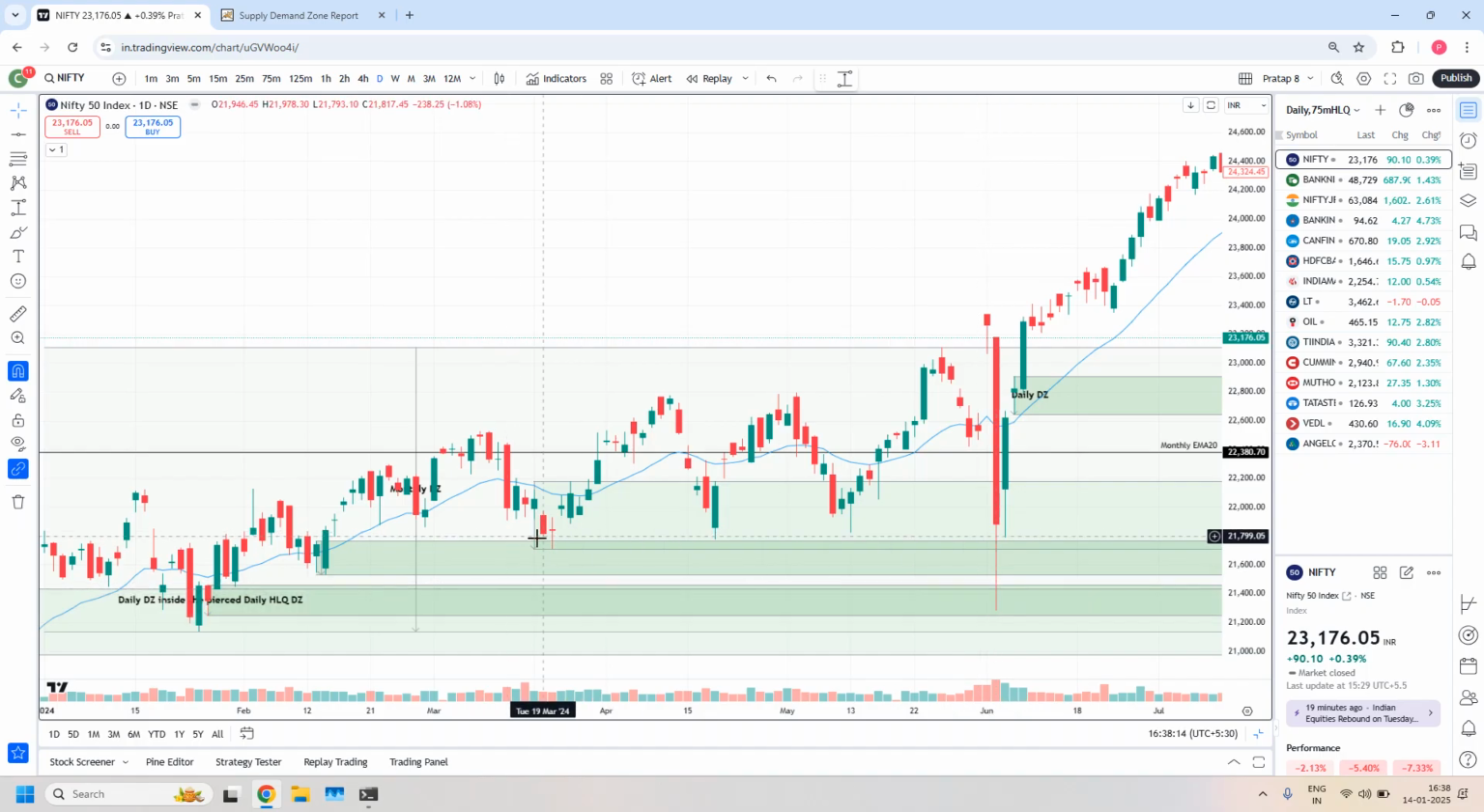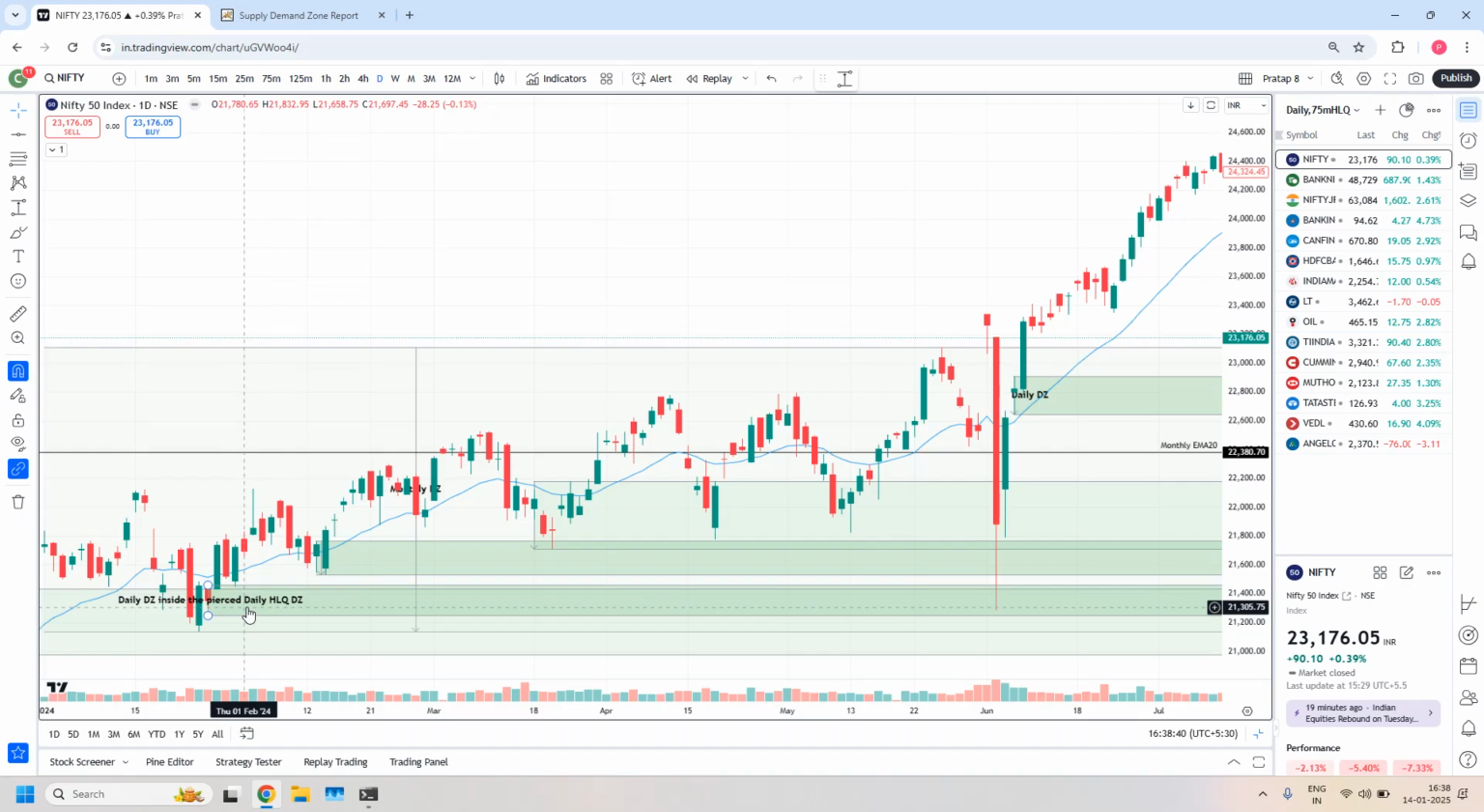Why not the other zones? Here all the zones are gone, right? You have a drop base rally here. This is a hidden zone. This is gone. And here you have one more drop base rally. This is also gone. Pierced zone. But why did this rally base rally work? Because this newly created zone is inside the pierced zone.